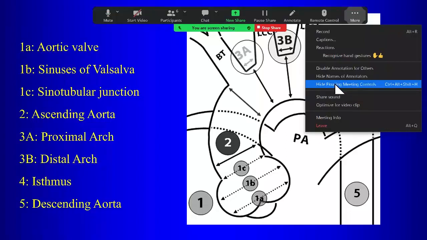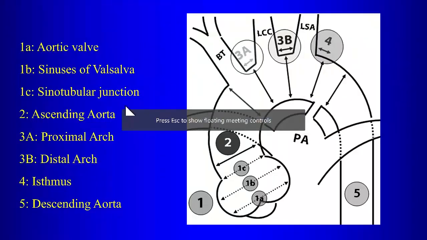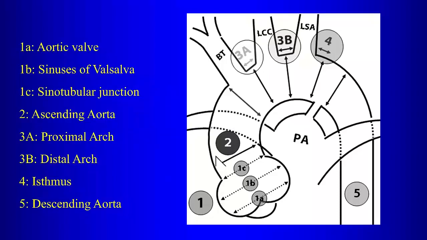And above the sinotubular junction, we have the ascending aorta. That's the part of the aorta before we get to the great vessels. Then we have the proximal aortic arch. So the aortic arch is the part of the aorta where the great vessels come off. So we have proximal and distal aortic arch.